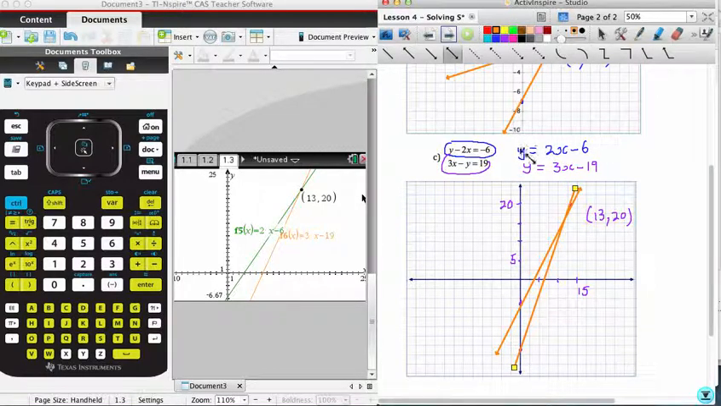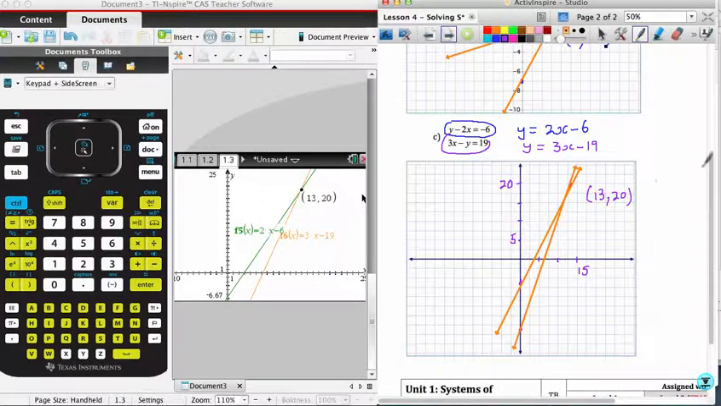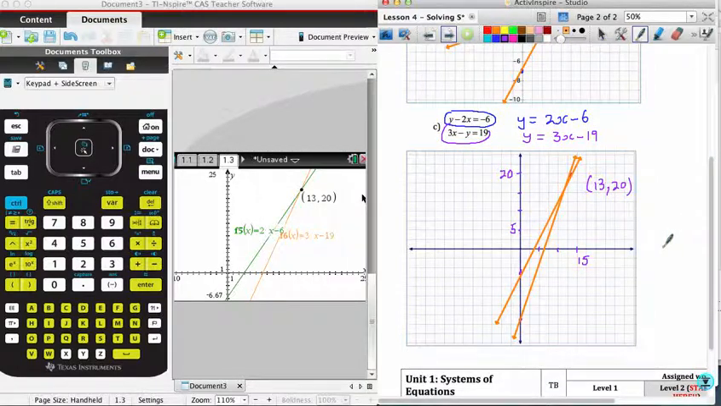And that takes care of solving systems of equations using the calculator, and you can now turn your attention to your assignment.